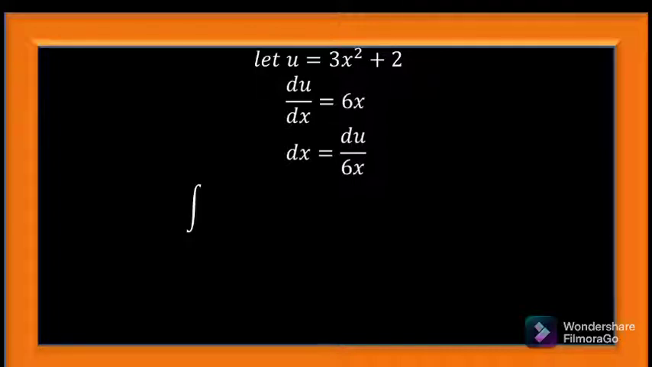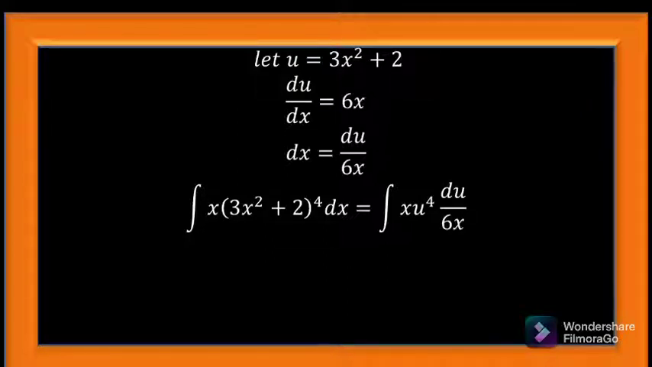Now that our dx is that, we can say integral of x into brackets 3x squared plus 2 power 4 with respect to x is the same as integral of x times u power 4 du out of 6x. What has happened here is simply that the 3x squared plus 2 was already called u. Then the dx, we made it the subject, so we came up with du out of 6x. So we have replaced 3x squared plus 2 with u, but remember there was a power, so we maintain the power there. Then we have replaced the dx with du out of 6x.